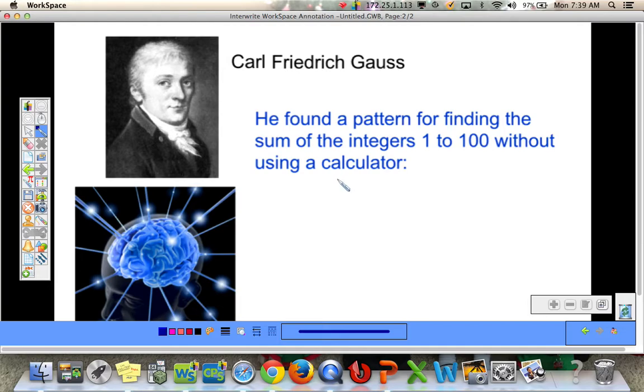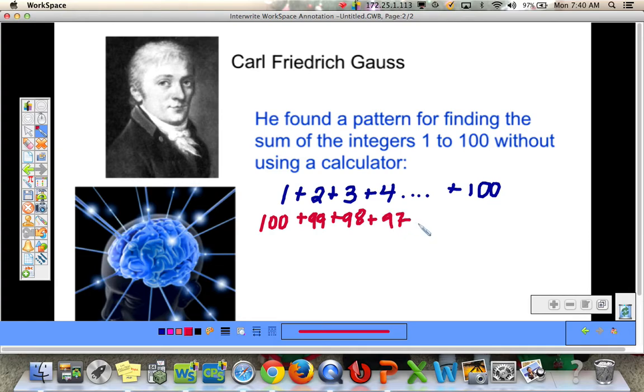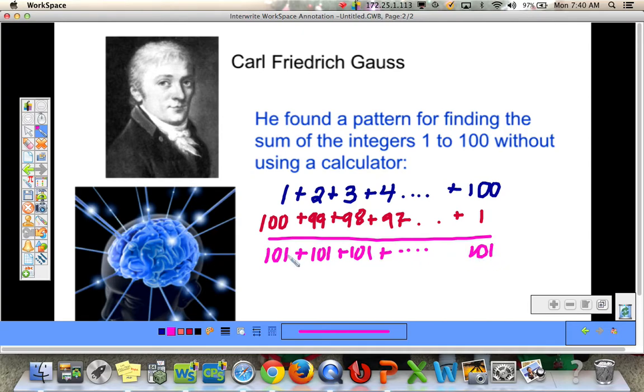What he did is he found a pattern. He figured out that if he wrote all the numbers in order, so 1 plus 2 plus 3 plus 4, all the way up to 100, and then if he reversed it, so 100 plus 99 plus 98 plus 97, all the way down to 1, and if he added those together, the sum of each pair of terms equaled 101. Now if you think about this, how many 101s would you have? Well, you would have 100 101s.